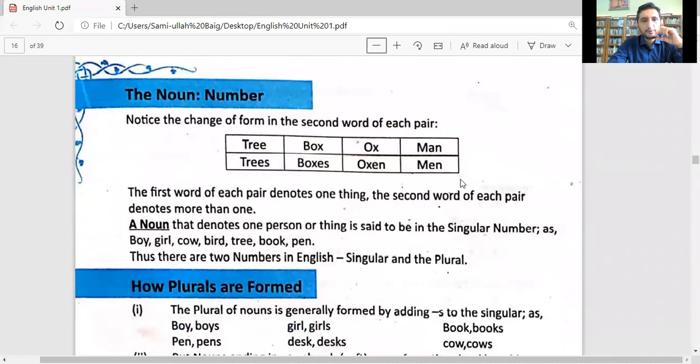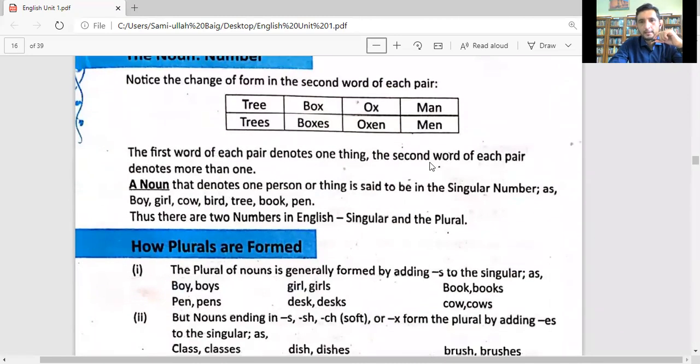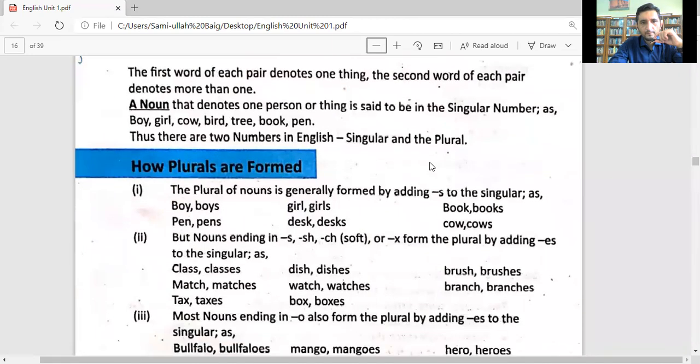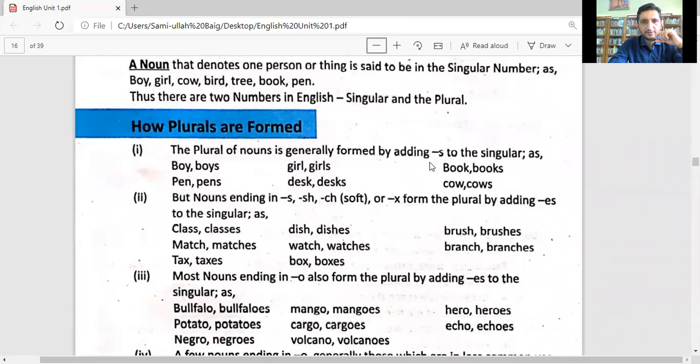Now, how do you make plurals of a noun? You can do that by adding -s or -es at the end, just like -s and just like here -es, or you can add -en, or you can change an alphabet inside that word, and you can make the plural of it. So how are plurals formed?